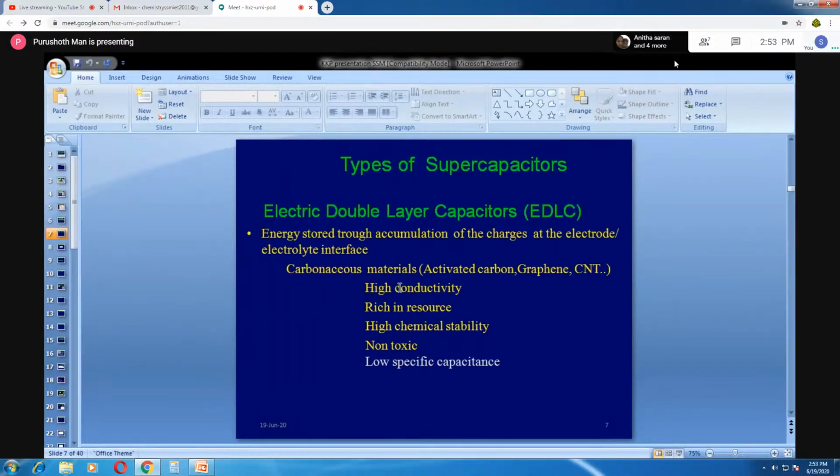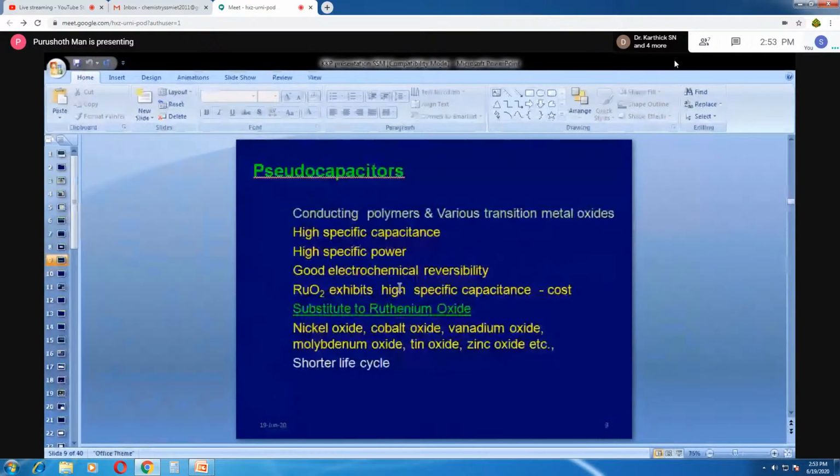Or then you put electrochemical reversibility also. But the problem is having a very short life cycle. And lithium actually exhibits higher specific capacitance, but the cost of that material limits its commercial application.